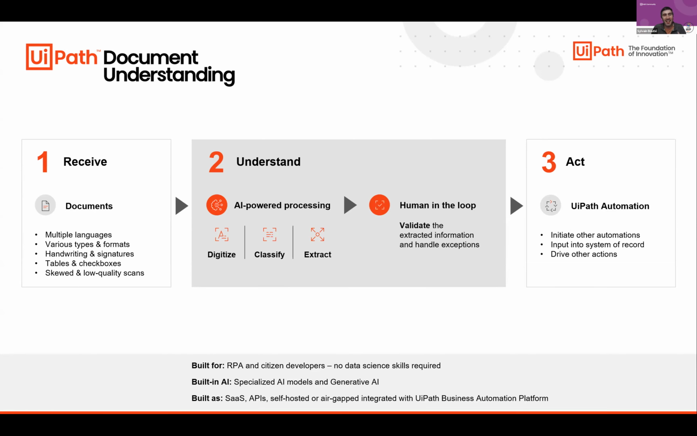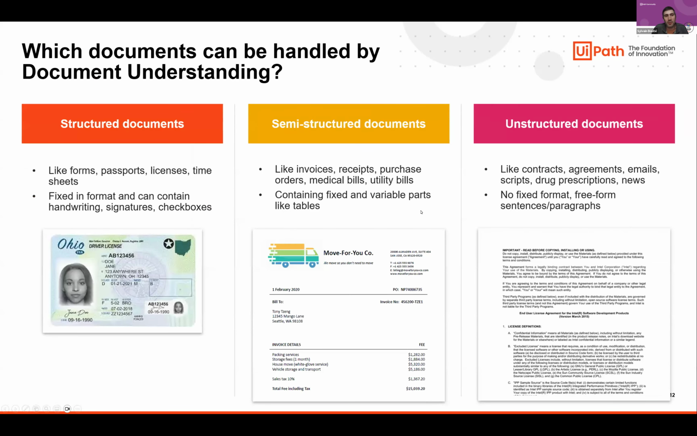And then on part 3, of course, you can use some automations. You can use these inputs from the document understanding tool and then use Studio Web or Studio to build your workflow and then to automate some of the tasks that are going to start once you have the data from document understanding. So here you have some examples of documents that can be processed by document understanding.